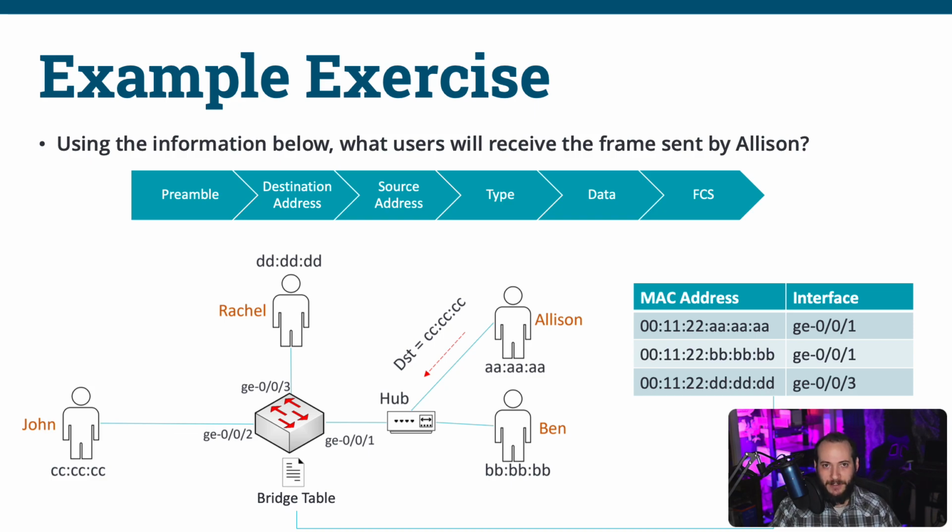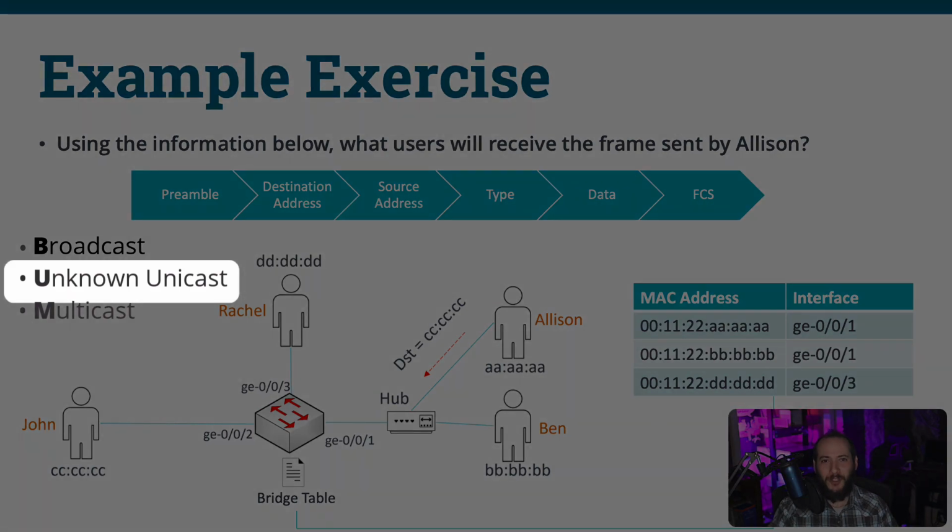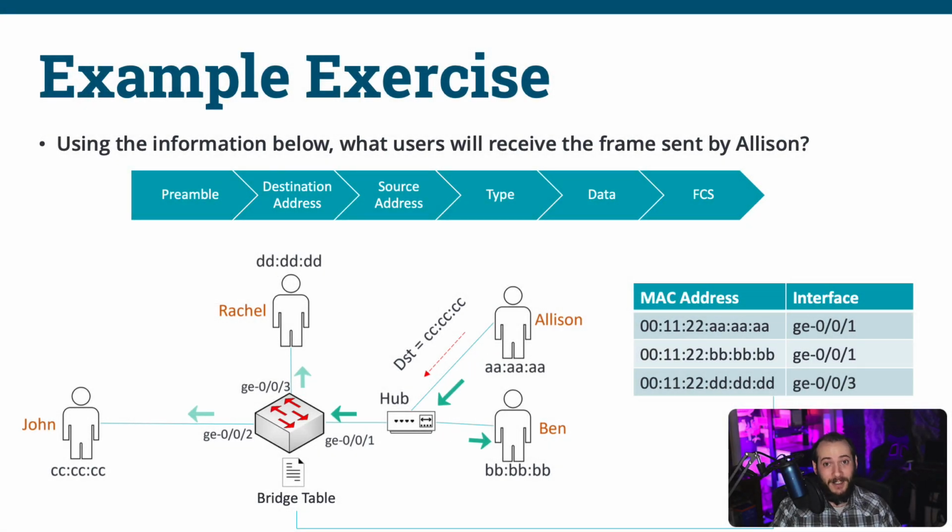When the switch receives the frame, it will look up the destination MAC address in the bridging table to determine what port to forward the frame to. However, we see that John's MAC address is not present in the bridging table. This frame is therefore classified as unknown unicast and will be flooded out all ports to ensure John receives the frame. This means Rachel and John will both receive the frame as well. So, in this exercise, all connected users end up receiving the frame.